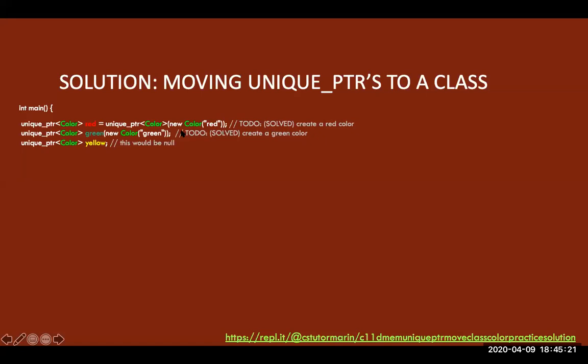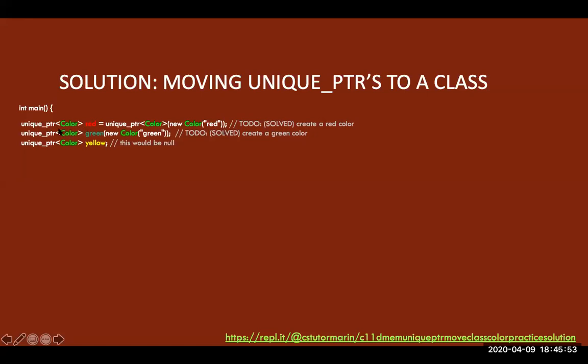Remember that when we actually create a unique pointer, we have to pass a pointer into the same kind of a thing that's the template for the unique pointer. So we need a new color here, right? And then the color constructor needs a string that it can initialize for the name of the color that it's managing, right? So all of that is a little intimidating, but we're creating a red pointer of type unique pointer color, and this is how we're initializing it in that case, right?